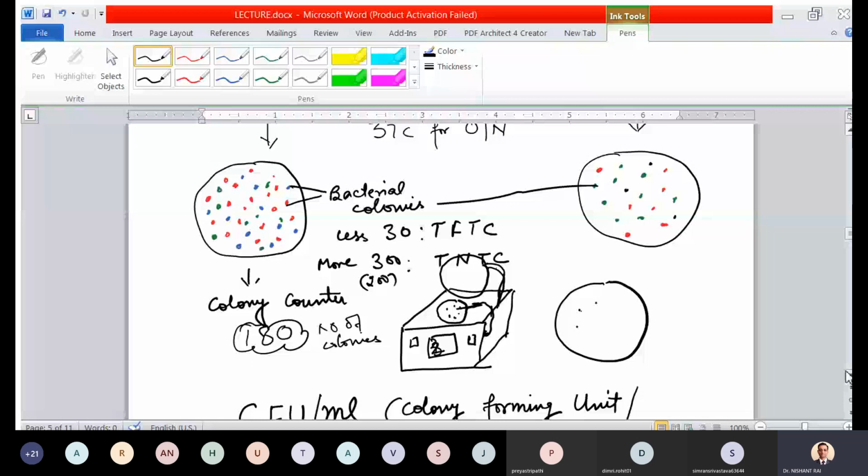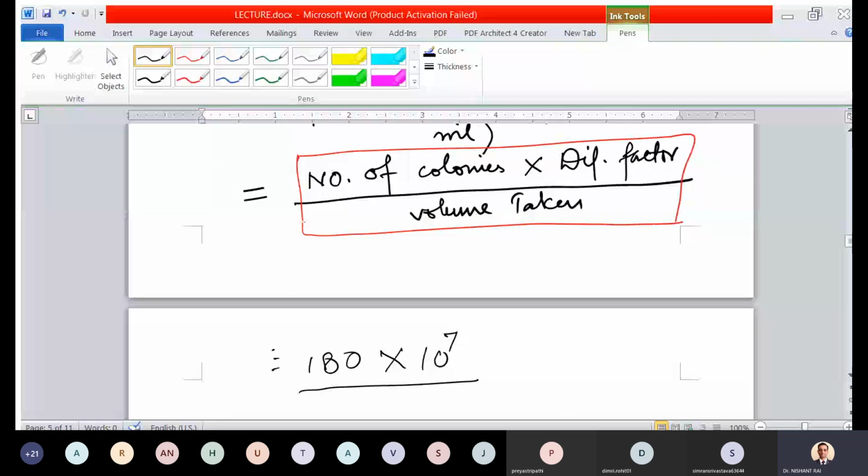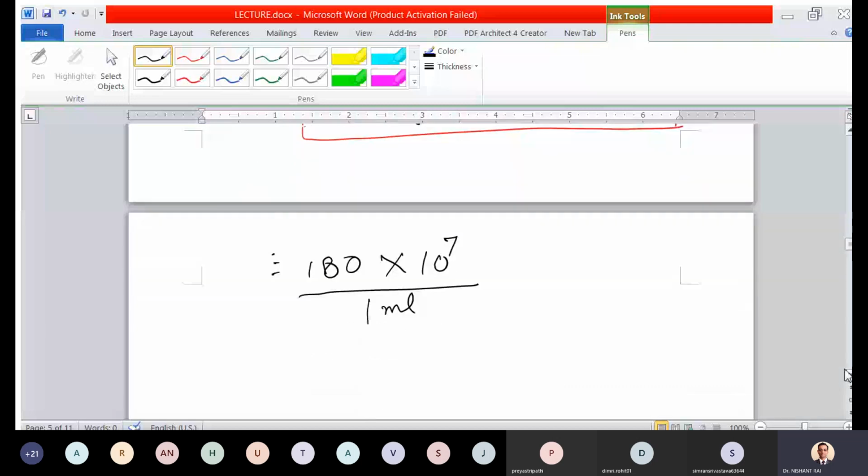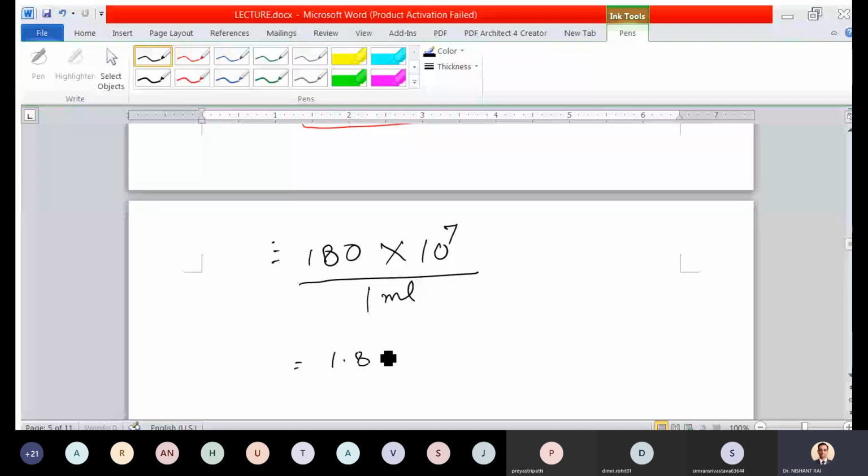So number of colonies is 180 into 10 to the power 7 upon volume taken. Volume is the inoculum taken. In the first plate we have used 1 ml. In another we have used 0.1 ml, so 0.1 ml means you will shift it up by 10 to the power 1. So it is 180 into 10 to the power 7 upon 1. That is 1.8 into 10 to the power 9 colony forming unit per ml.